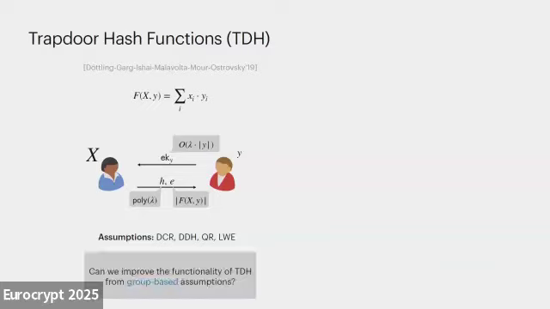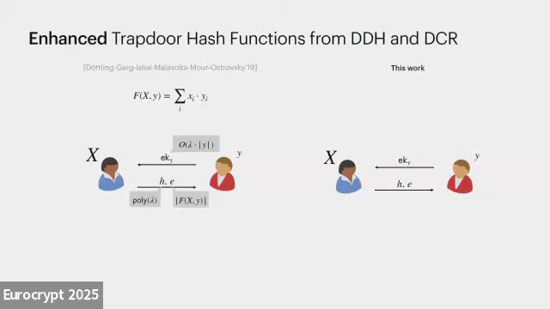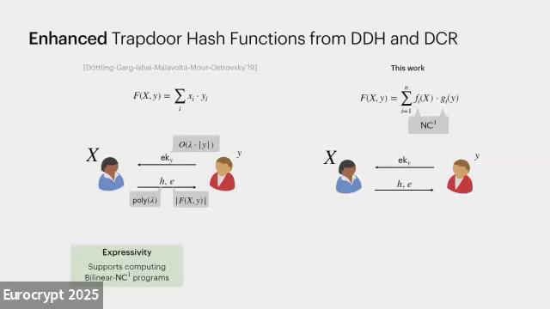In this work, we ask if we can improve the functionality of trapdoor hash functions based on group-based assumptions. And we show that indeed we can do this. We construct trapdoor hash functions that have three enhanced properties. First, they allow computing a larger class of functions, which we call bilinear NC1 programs, where parties' inputs are first expanded by an NC1 function before computing an inner product.